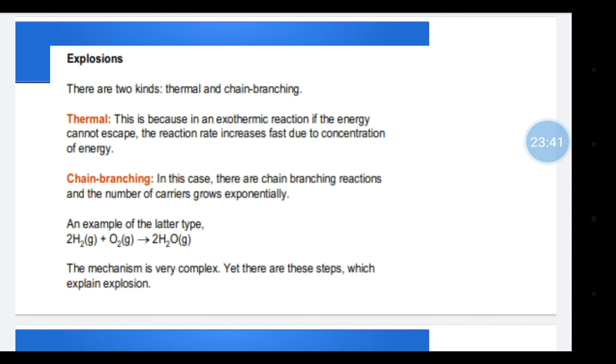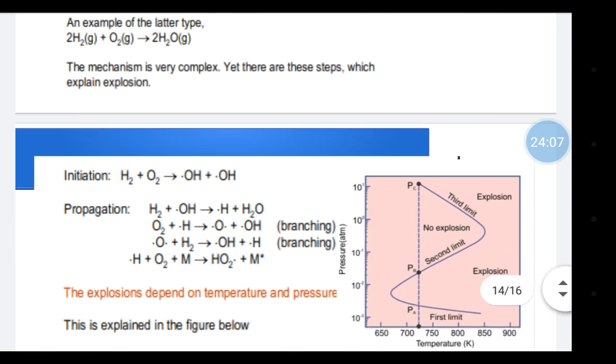Now we'll explain chain branching explosions or isothermal explosions. In this case, there are chain branching reactions and the number of carriers grows exponentially. An example is the hydrogen oxygen reaction. Hydrogen reacts with oxygen to give water. The mechanism is very complex, yet there are some steps which are enough to explain the explosion behavior.